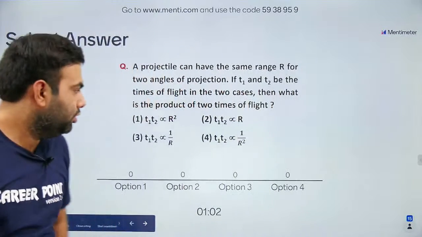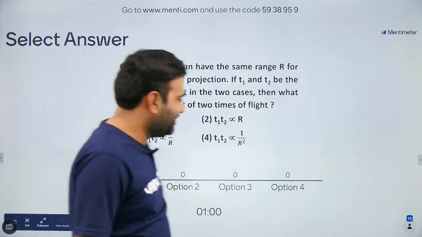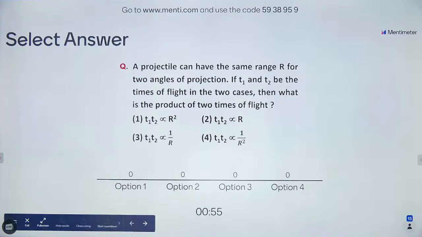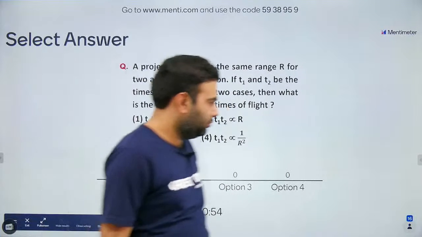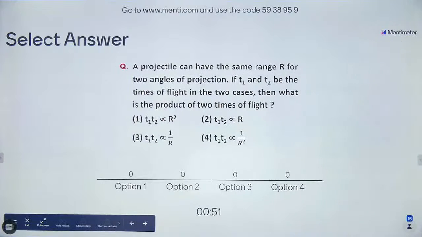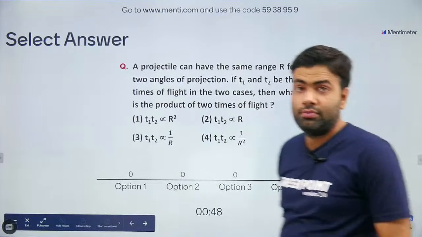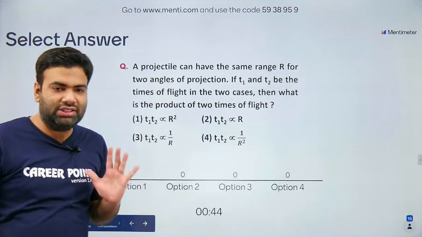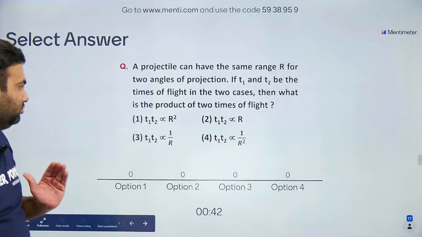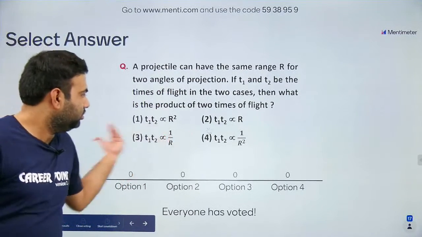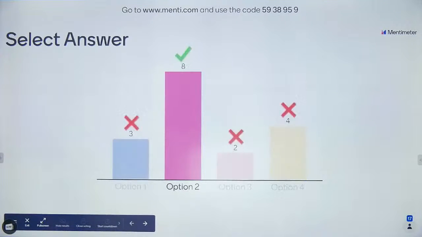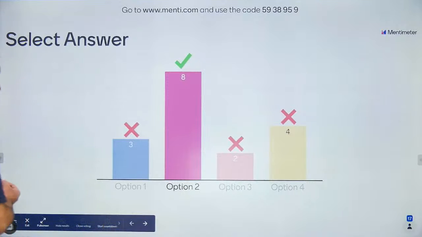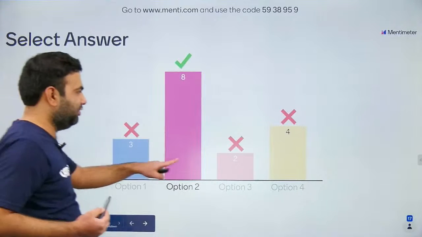Okay, so 15 students have answered this. That's very good. Range is the same for both of them. So what you have to do is find out whether the product is proportional to which power of R. Okay, the correct answer is option 2, and some students have given the wrong answers.